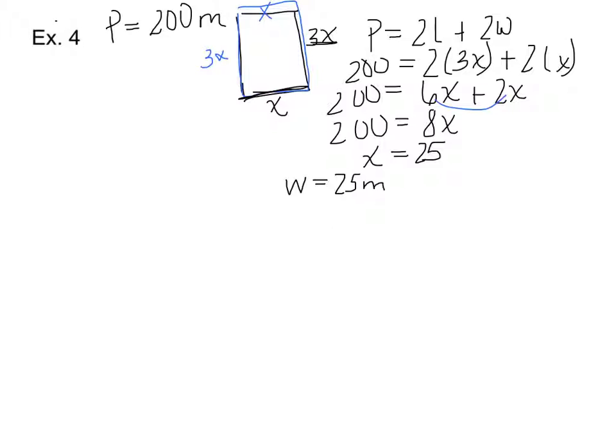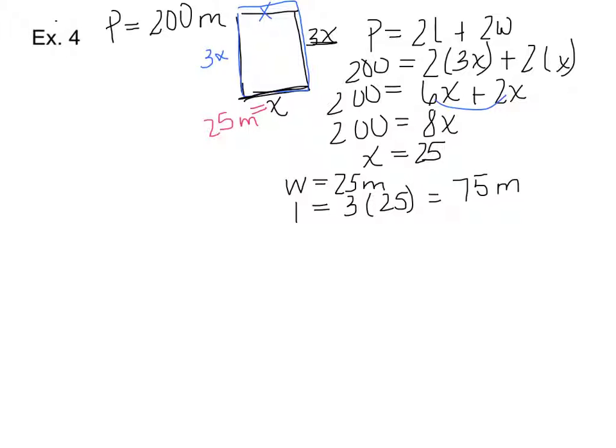Now, if the width is 25, that's this. How do I find the length? Well, we said the length was 3 times X, and X was 25. So that means our length would be 3 times 25, which is 75 meters.